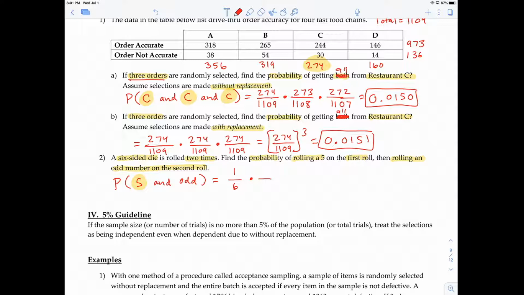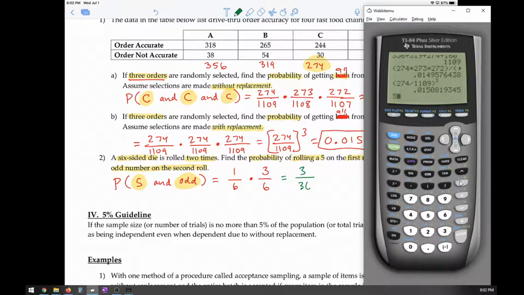Okay, so what is the probability of an odd number? How many different ways can we get an odd number? Well, there's 3 different ways, right? That's if we roll a 1, 3, or a 5, out of 6 possible outcomes. Okay, so we're going to multiply straight across, so we get 1 times 3, which is 3, and in the denominator, 6 times 6, which is 36. And if we want, we can turn this into a decimal. Rounded to 4 decimal places, that's approximately 0.0833.